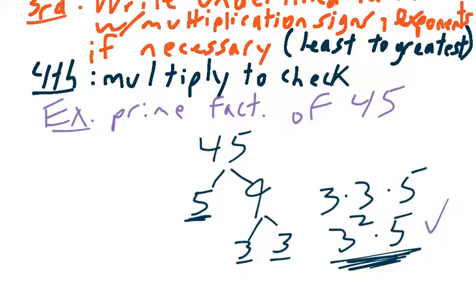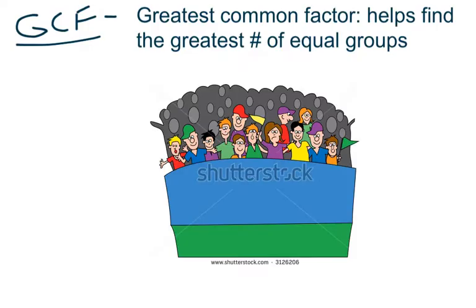All right, now we're going to use the prime factorization to help us find the greatest common factor. And the greatest common factor helps us find the greatest number of equal groups. So think about fans at a sports game. We could see how many equal rows we could have that would fit there by using the GCF.